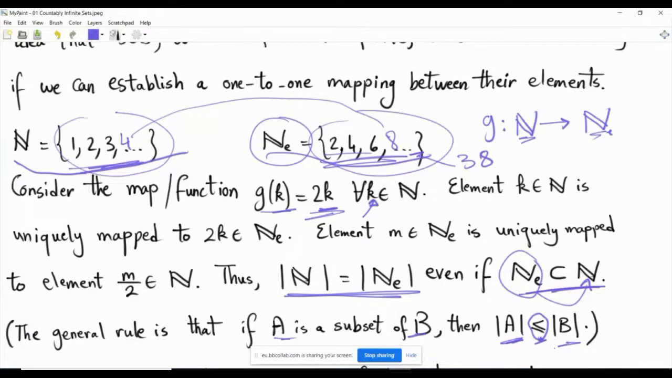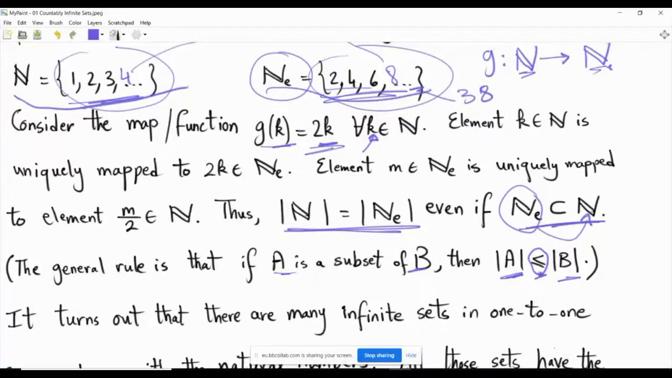This is a sort of counterintuitive result, because it tells you that in the world of infinity, the part can be put into a one-to-one correspondence with the whole, an idea that we do not see in real life, but it is there. So this is a surprising result, but this is what mainstream mathematics does when we talk about infinite sets.